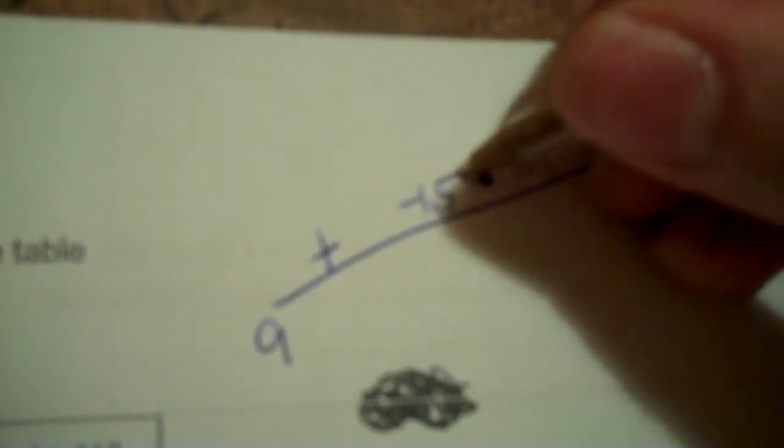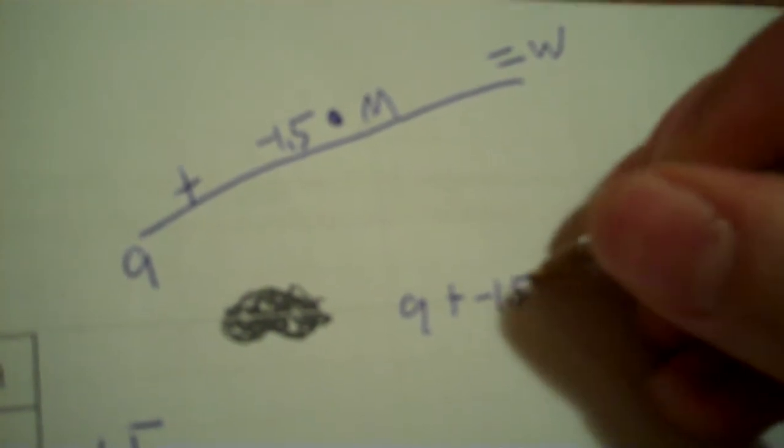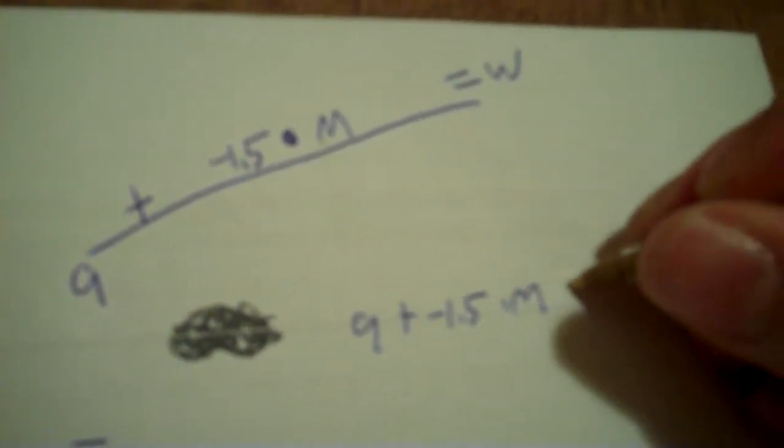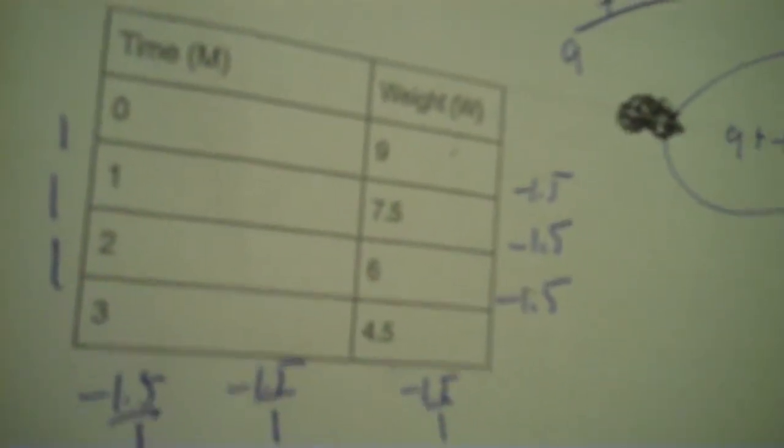So it's a linear function, and the rate of change, and then you just divide those, okay? Negative 1.5 divided by 1 is negative 1.5. So that's your rate of change, or your slope, whatever you want to call it, and there's your equation. So we have 9 at the beginning, and we're adding negative 1.5 times m equals w. There's your function, okay? I know that's not the way I did it earlier this year, but I think that's a better way, okay?